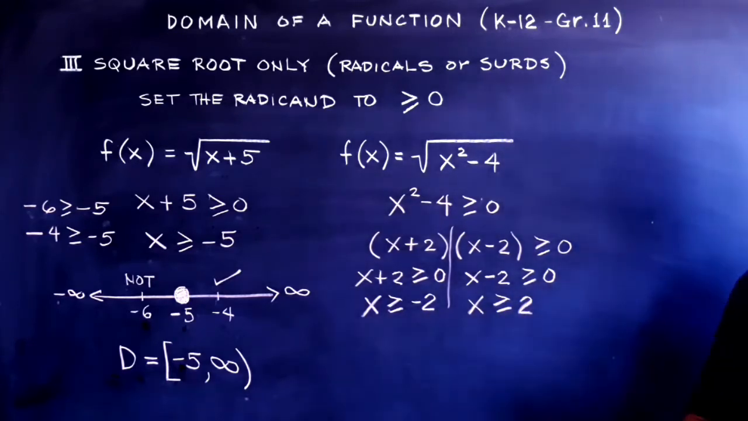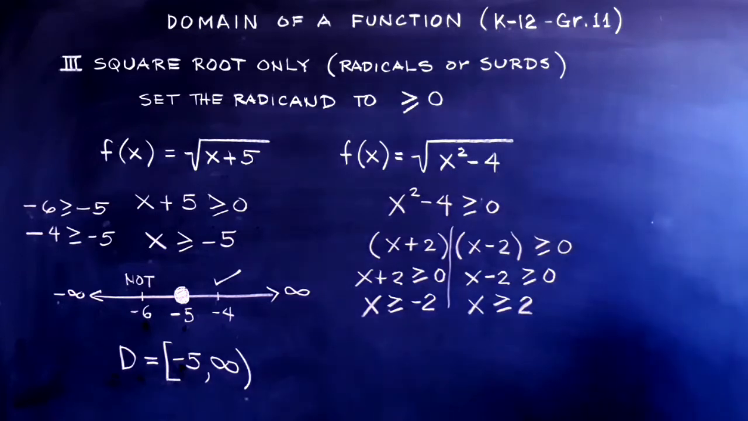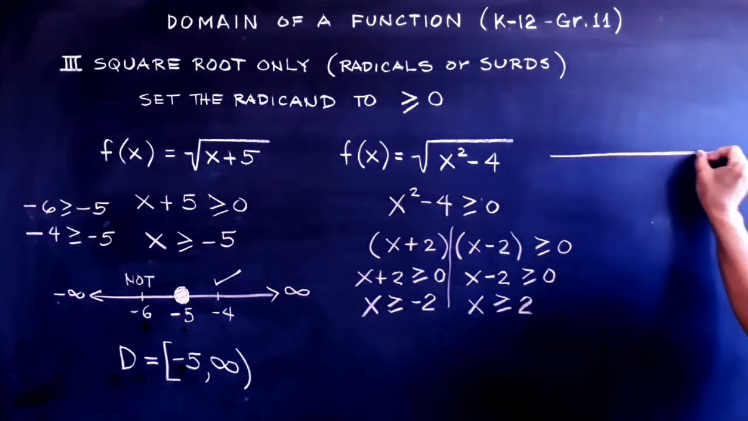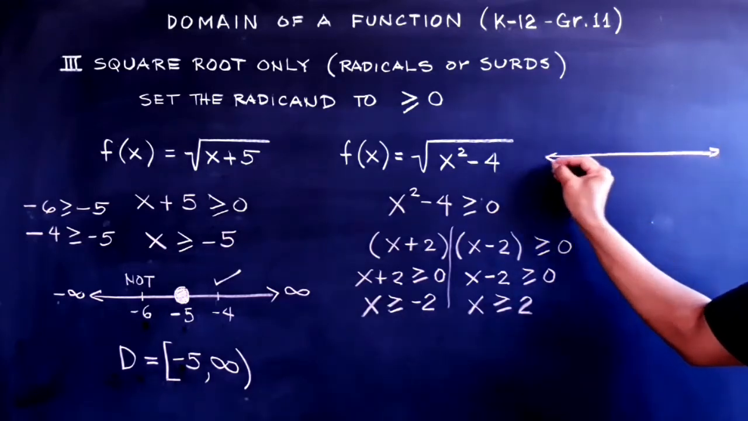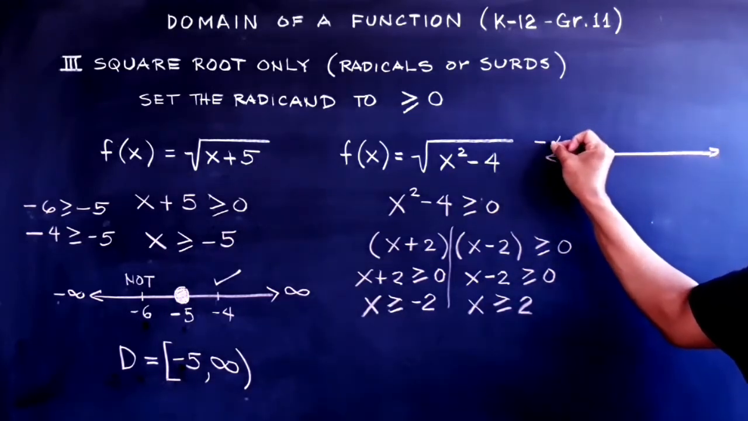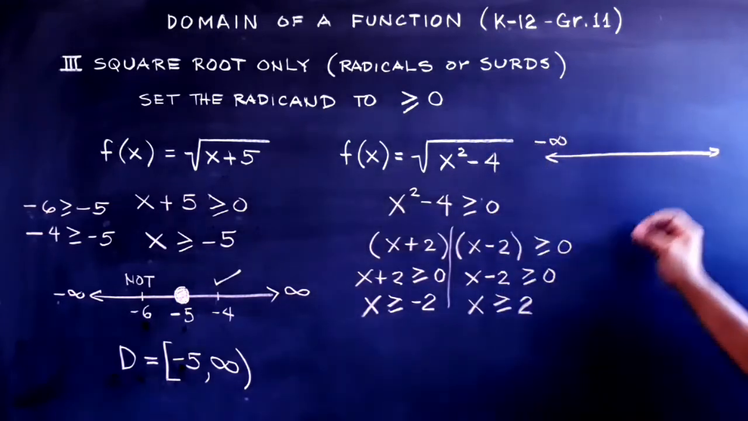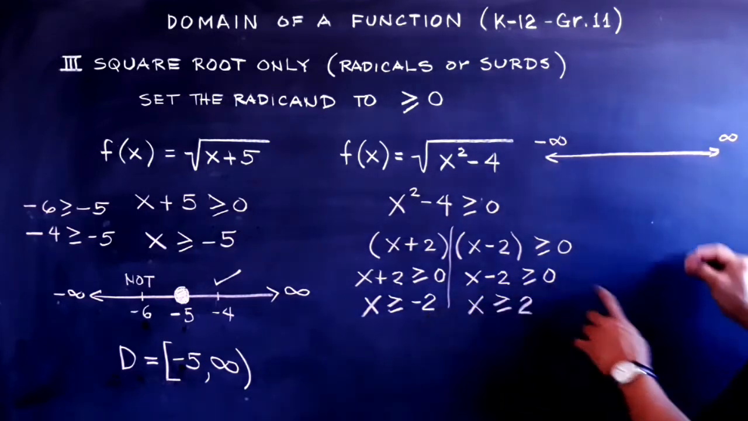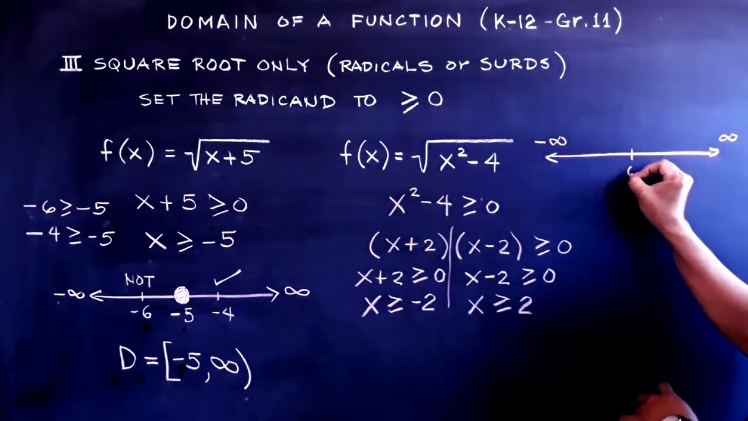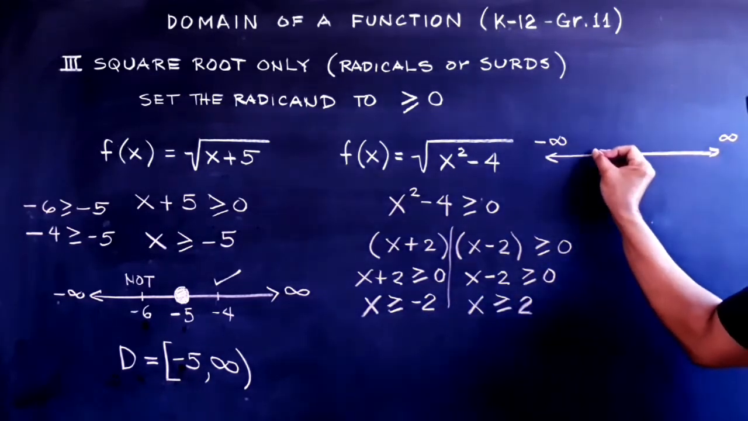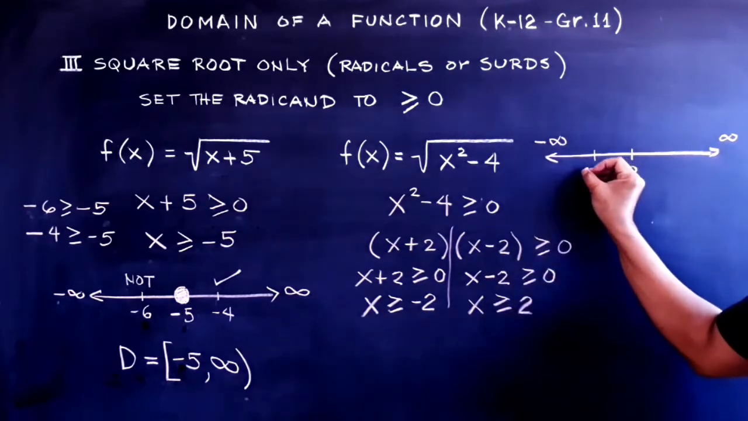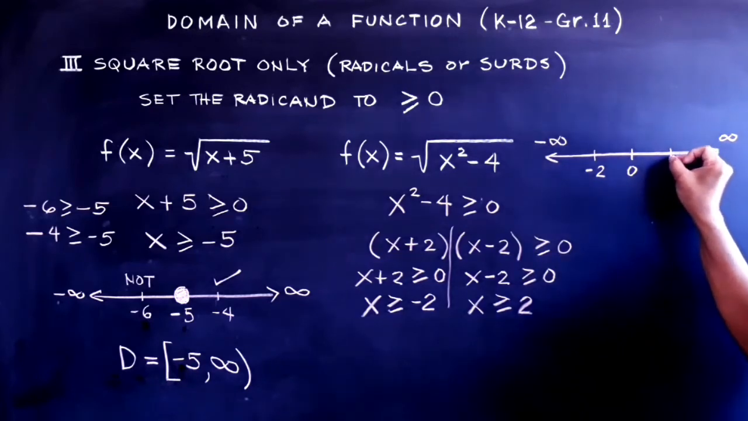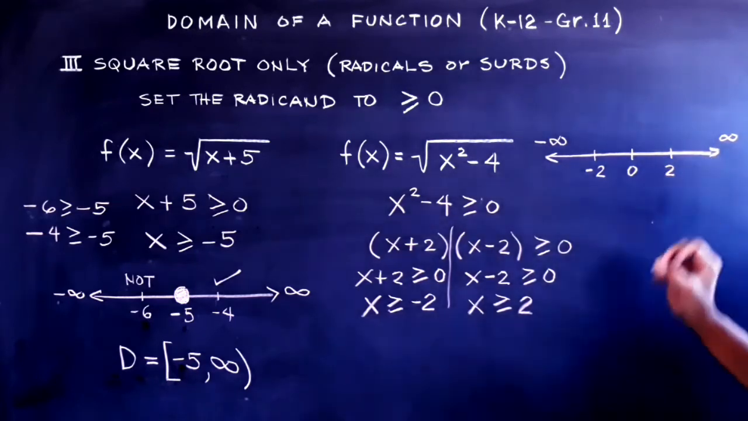Then we draw our number line. I'm going to draw here our number line. This one is negative infinity. This one is positive infinity. I'm going to put the 0 here. And I'm going to put -2 on the left here, and then we have the positive 2 on the right.